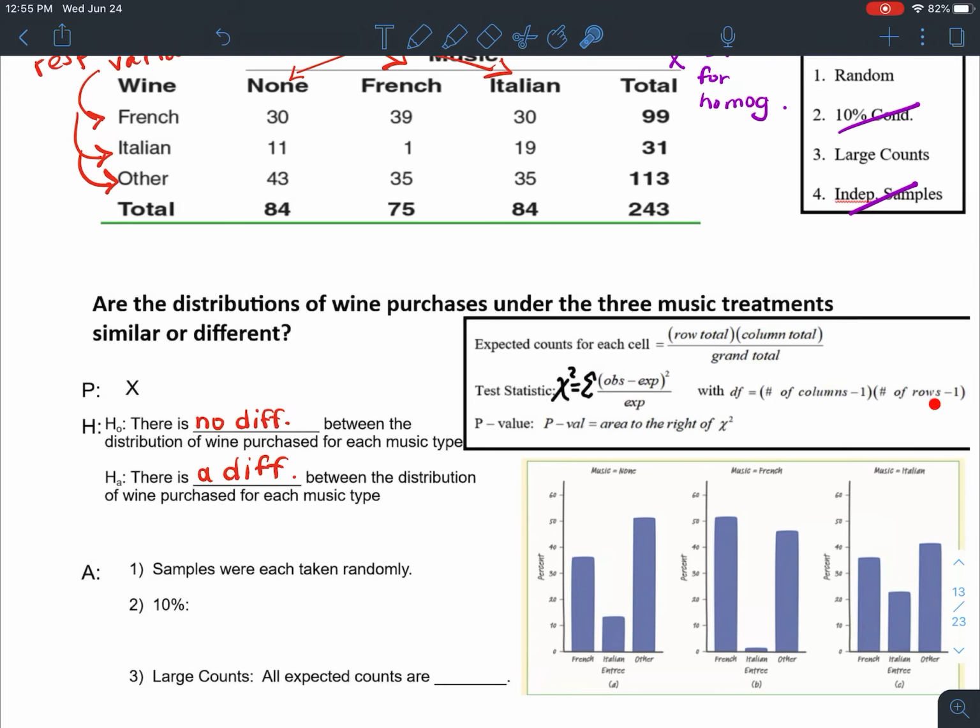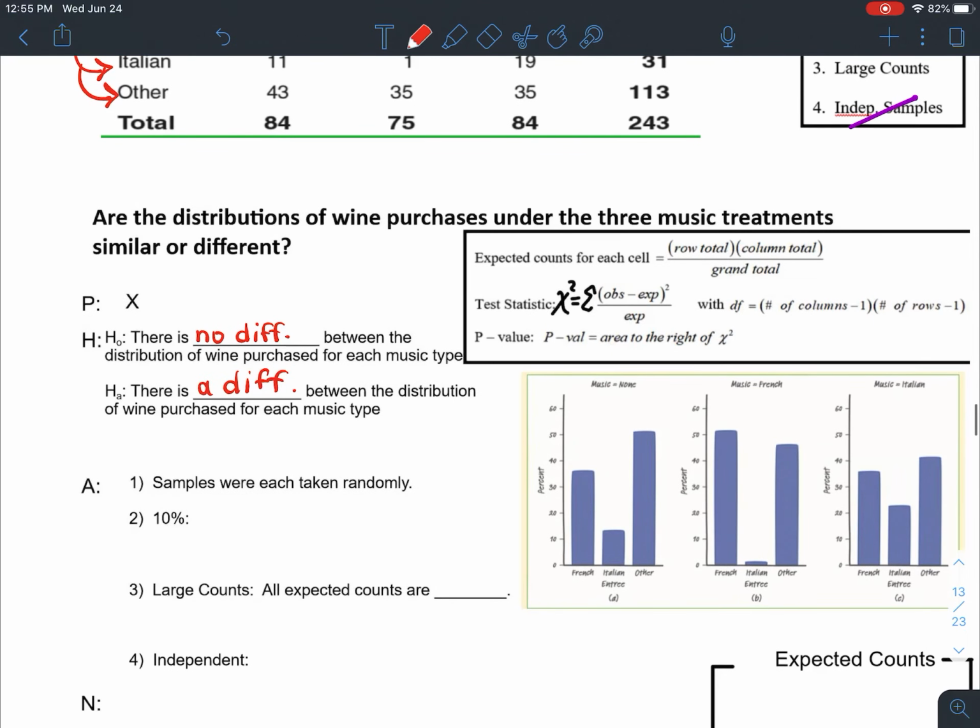I included over here in the box just some reminders about how to get the degrees of freedom, the formula for how to calculate chi-squared, and, this is important, how when you're given two-way tables, which is what we have for tests for homogeneity, how to get the expected counts for each cell. So let's go ahead, when we do our assumptions or our conditions, I'm going to cross these off. I already have listed here that the samples were taken randomly. We were told that.